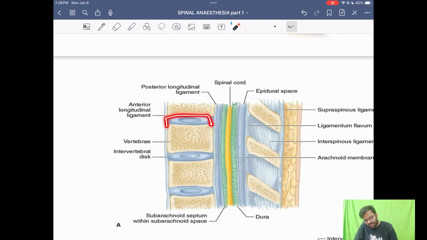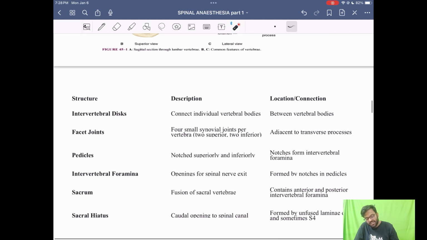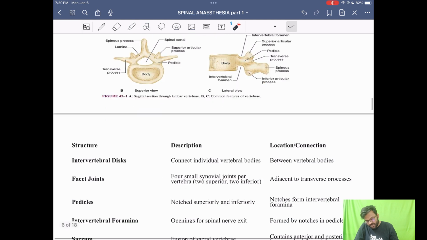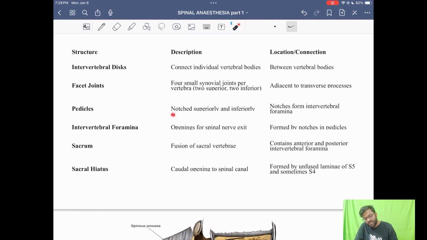These are called the intervertebral discs. What do they function as? The adjacent vertebrae are joined through them. Intervertebral discs connect the individual vertebral bodies and lie between them. Then we have facet joints. There are 4 small synovial joints per vertebra, 2 superior and 2 inferior, and they lie adjacent to the transverse process. Then we have pedicles, which are notched superiorly and inferiorly, and these notches form the intervertebral foramina.